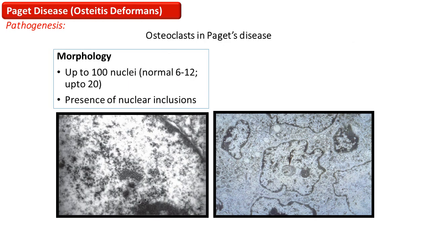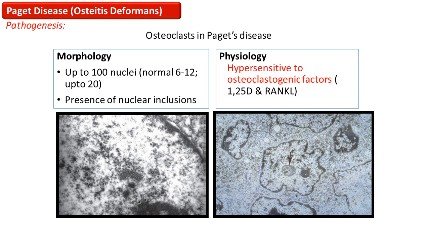So osteoclasts in Paget's disease have distinct morphology as well as distinct physiology, as we have discussed many times earlier. They are characterized by the presence of viral inclusions within the nuclei, which is evident by electron microscopy, as you can see over here in the left diagram. And also these are physiologically very much hypersensitive to osteoclastogenic factors such as vitamin D and RANK ligand.